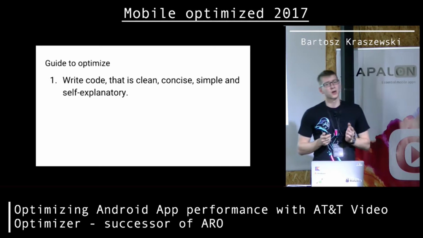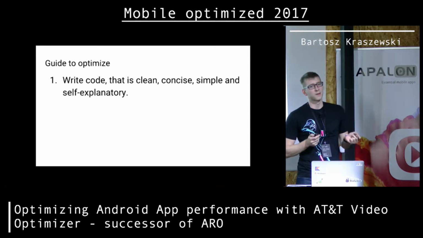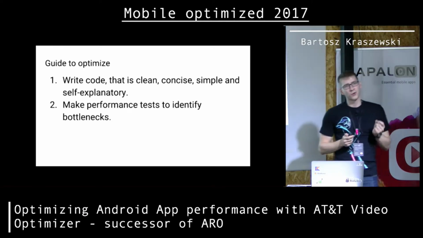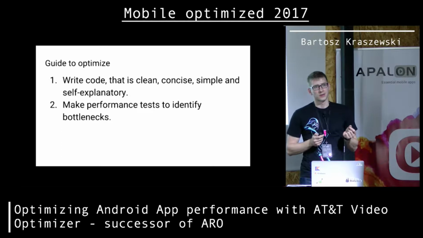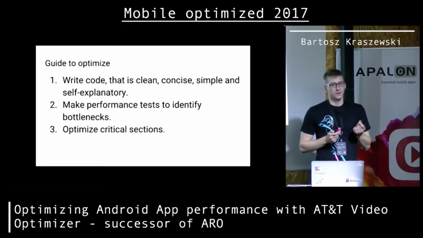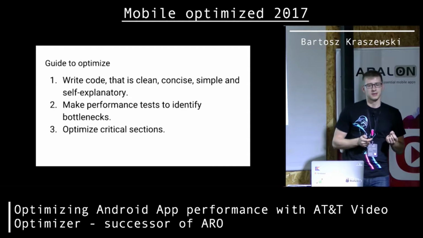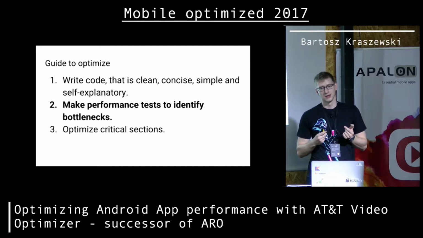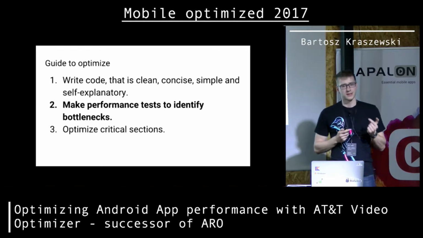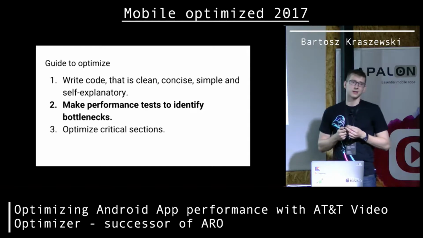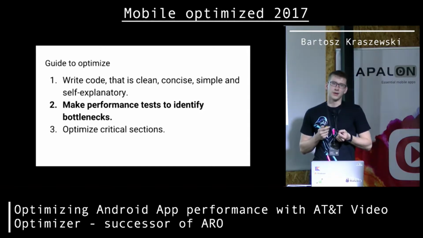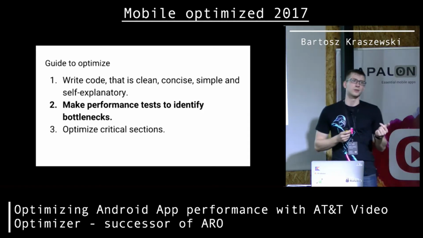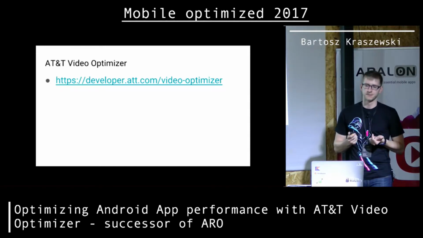You just focus on writing code that is clean, concise, simple, and self-explanatory. After you are done with your code, you make performance tests to identify your bottlenecks. And then you optimize the critical sections. The second part is the one I want to focus on during this talk: how to do actual performance testing. Again, I'll be mostly focused on network performance, so downloading content from the internet, and also how it relates to draining the user's battery.